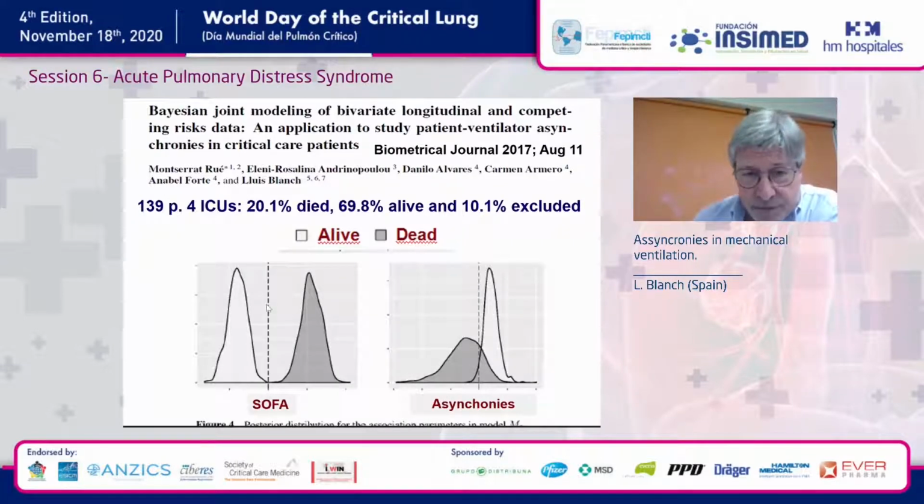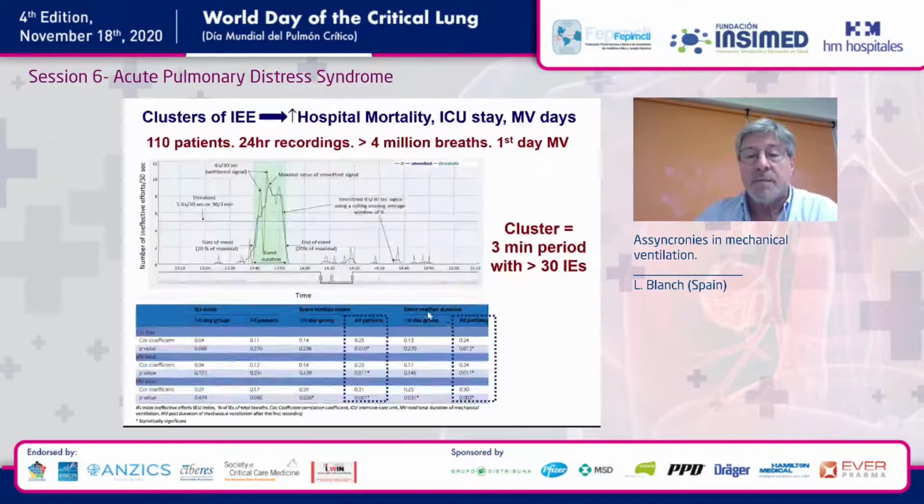And SOFA perfectly discriminates the patients that will be alive from the patients that will die in the ICU, but not asynchronies. Asynchronies per se, it seems that they are maybe associated with survival. So maybe we need to talk of permissive asynchronies, and maybe there are some asynchronies that really can cause injury, whereas other types of asynchronies are associated with the fact that the patients are breathing within a ventilator.